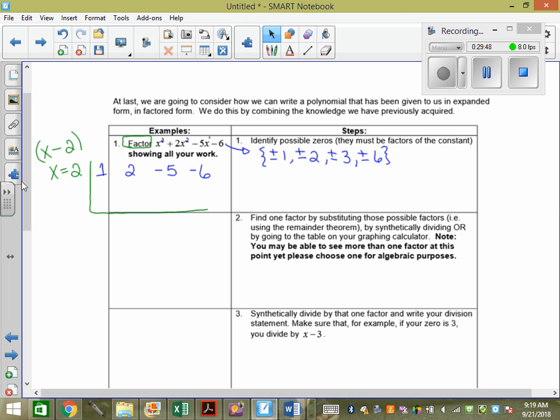Now what do I do? Bring the 1 down. So I have 1 times 2 is 2. I wouldn't use arrows normally. I'm just doing them still for this practice. Then what do I do? 2 plus 2 is 4. Then what do I do? Multiply. 2 times 4 is 8. Bring it up here. Then I add. Negative 5 plus 8 is 3. Then I multiply. 3 times 2 is 6.